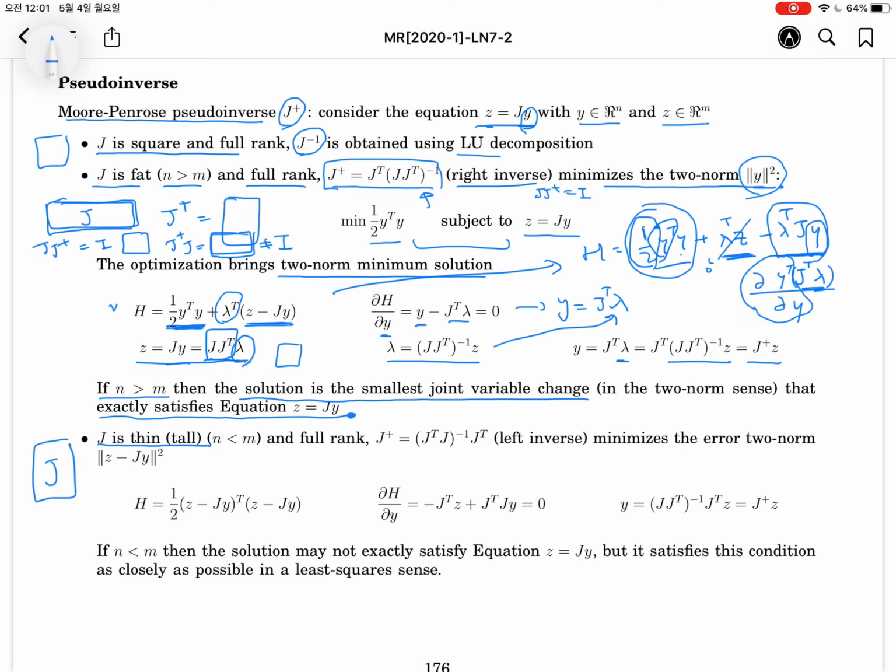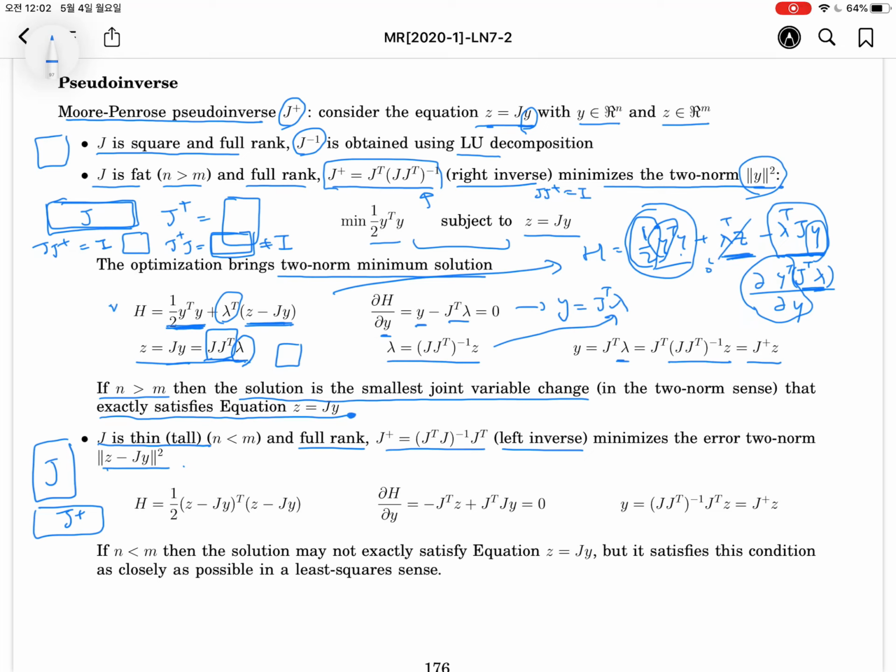On the other hand, J may be thin or tall. J is a very tall matrix, but it is full rank. In this case, the pseudo-inverse is a little bit different from the right pseudo-inverse. Okay, in this case, J pseudo-inverse will be (J transpose J) inverse J transpose. It is called the left pseudo-inverse. Actually, the left pseudo-inverse minimizes the error norm, this one.